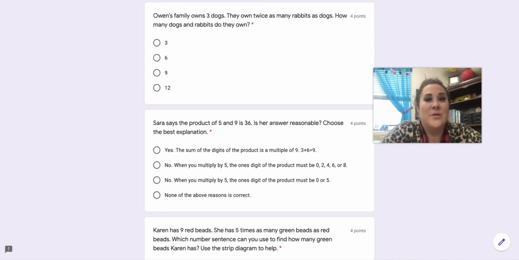Owen's family owns 3 dogs. They own twice as many rabbits as dogs. How many dogs and rabbits do they own?